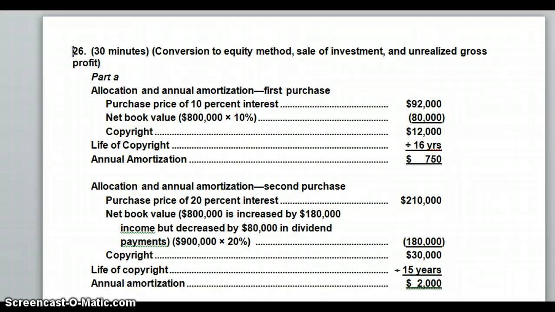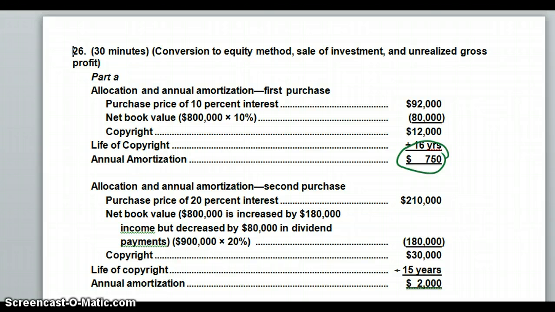If you can attribute it to a specific asset, which they attribute to a copyright, you would value it. The extra $12,000 was because of a copyright that's to last 16 years. Therefore, if they were accounting for this as the equity method, they would have $750 annual amortization for the value they attributed to the copyright that wasn't recorded on Behringer's books.